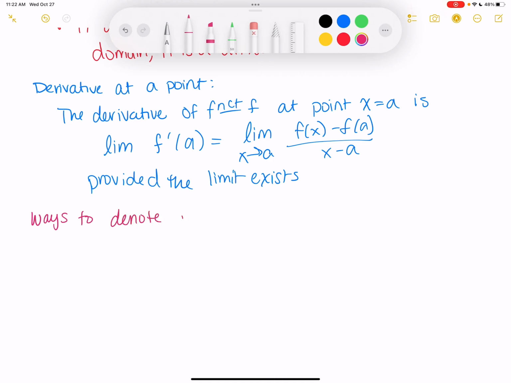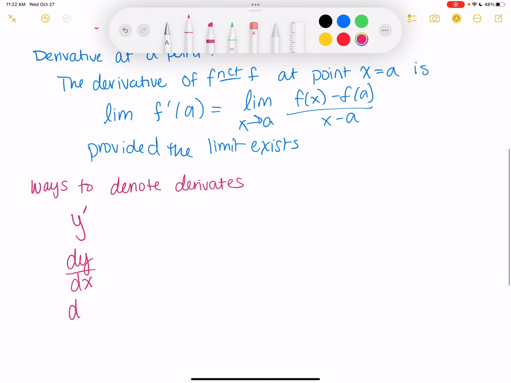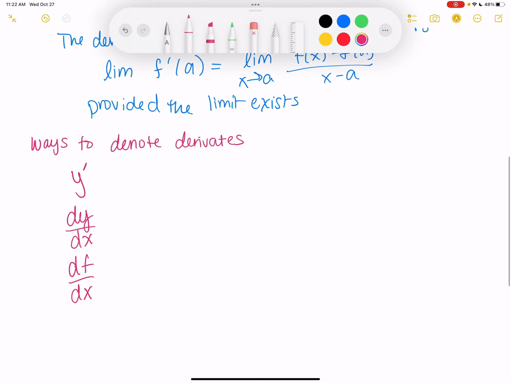All right, ways to denote derivatives. Ridiculous. Okay, so these are just ways to write them. We can write it as y prime. We can write it as dy over dx. We can write it as df over dx. Or we can write it as d over dx of f of x. The ones that we typically will use are the y prime and the dy dx. So that's just telling you to take the derivative of the function with respect to x, basically.